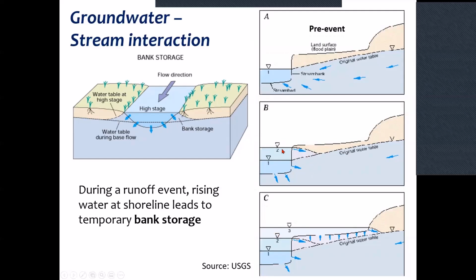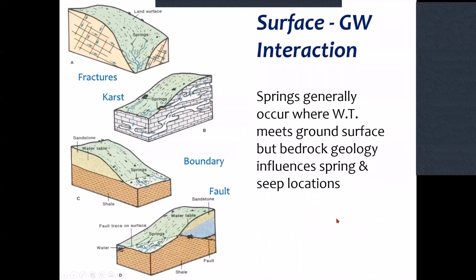Anyway, this term bank storage is important because as the event waters rise, water goes into temporary storage. Then as they recede, we're going to see the reverse. We're going to see those temporarily stored waters in the bank gradually, slowly enter back into the river. And so these processes of exchange with the groundwater in the bank environment lead to kind of moderate the hydrograph. Anyway, that's important because we're going to look at the hydrograph in a few minutes.